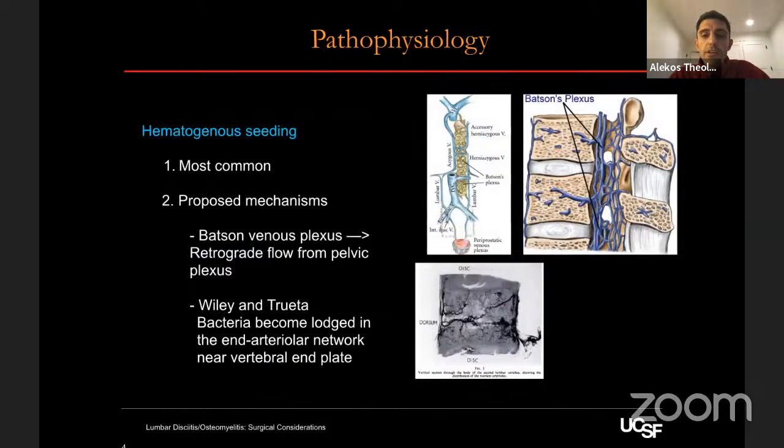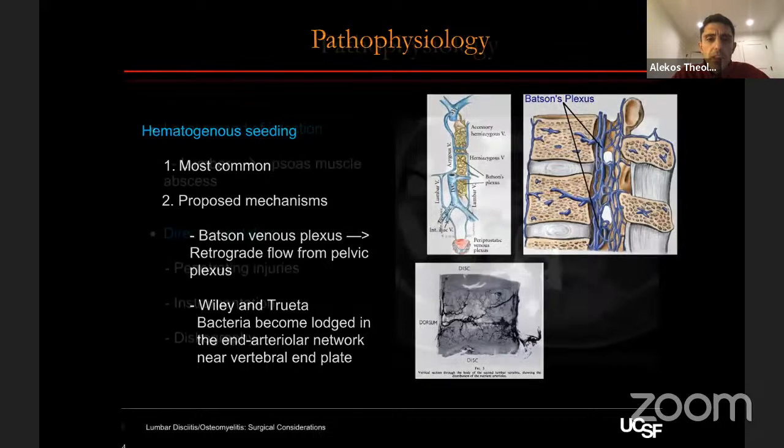Pathophysiology, there's a number of ways the lumbar spine can become infected. I think the most common is through a hematogenous seeding. The proposed mechanisms of this are either retrograde flow from the pelvic plexus, as shown on the right images, or bacteria that becomes lodged systemically via the end arterial network near the vertebral end plates.